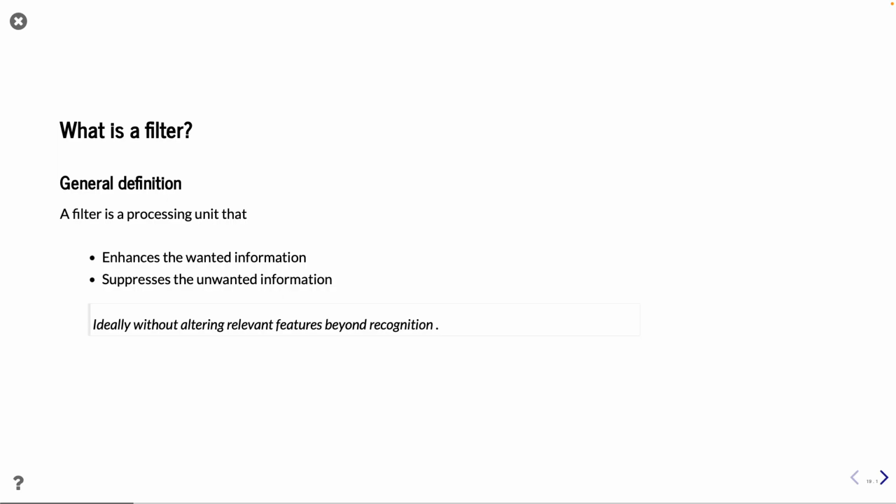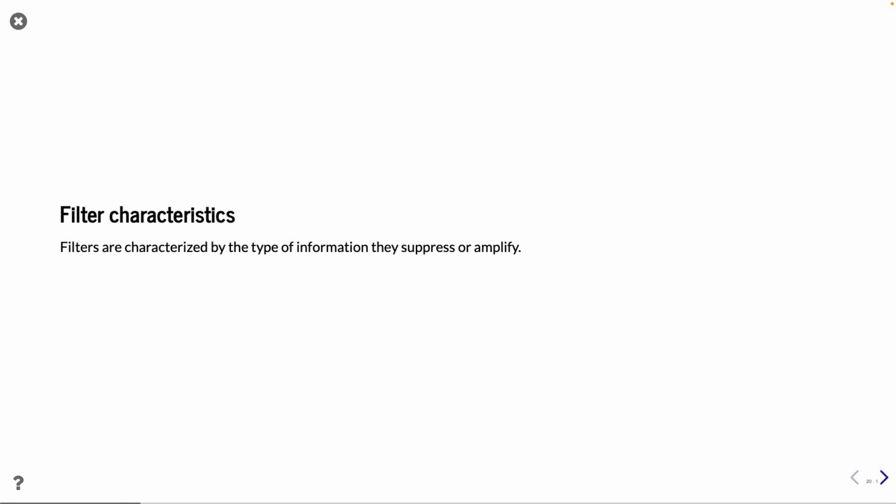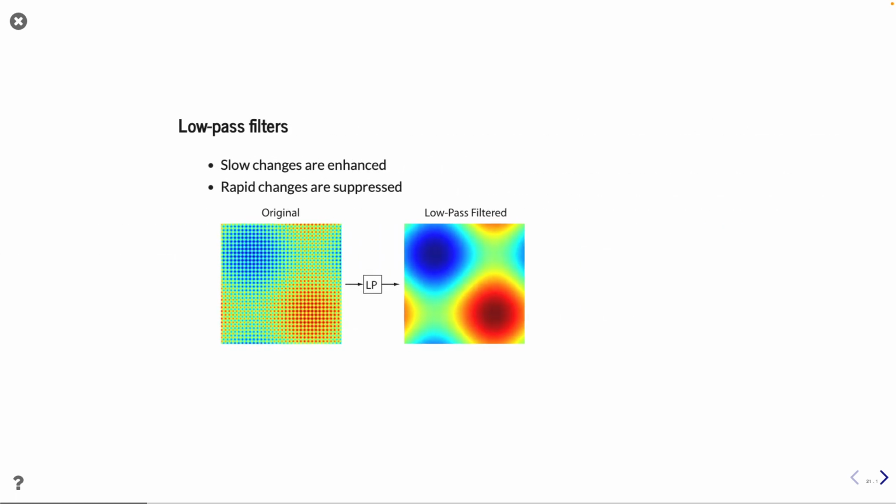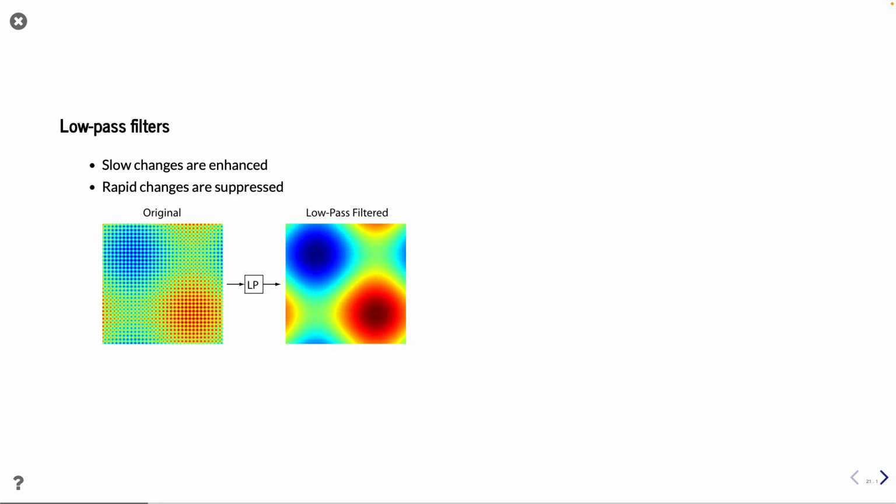And the first question is, what is a filter at all? In principle, it is a processing unit that enhances or selects the wanted information, and on the other hand, suppresses or completely rejects the unwanted information. And that should ideally be done without altering the relevant features beyond recognition, because you can apply a filter that completely destroys everything. You have got rid of the noise, but there is no information left.